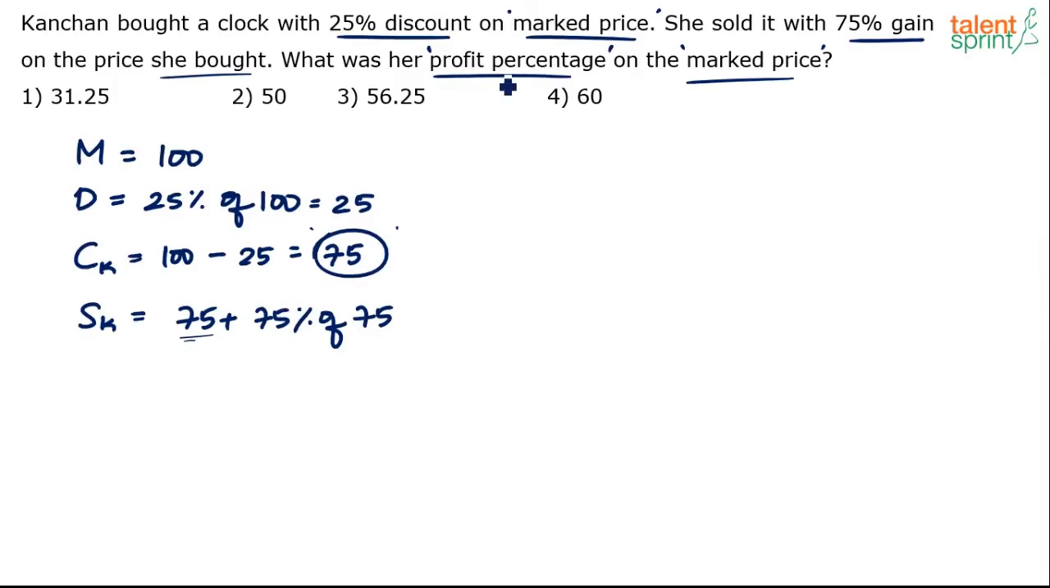Now, if you are wondering what is the profit percentage, already we know that she has made 75% profit. The profit percentage that we are referring to is with respect to the marked price. So with respect to 100 rupees, what is the profit that she has made is the question here. Simplify this, what do we get?